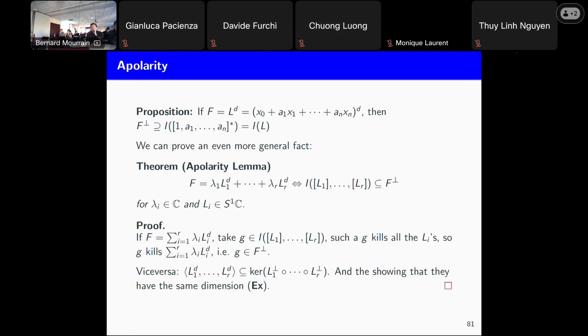And that's just a baby example of this theorem. I like to call it theorem because it's very important, but it's classically known as the polarity lemma. The polarity lemma tells that if you have some polynomial that is a linear combination of r powers of linear forms, this is an if and only if with the fact that inside all partials that kill f, you may find the ideal of these points, of the forms defining this point.